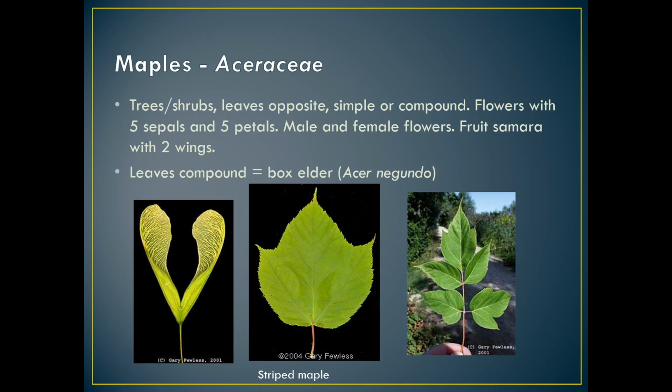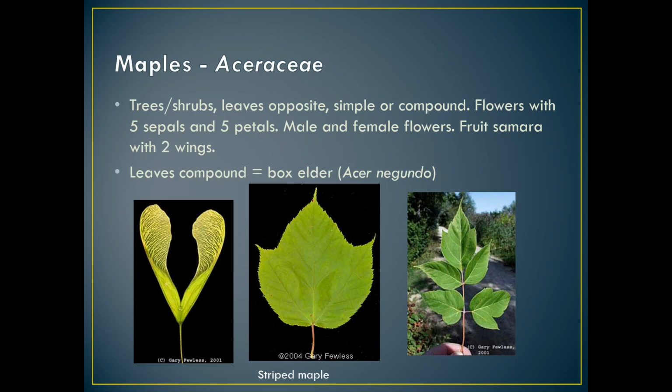They can be trees or shrubs. Their leaves are opposite. For the majority of the species, the leaves are also simple. That means one leaf is the leaf. It's not several leaflets making up a leaf as it was with the ash trees.